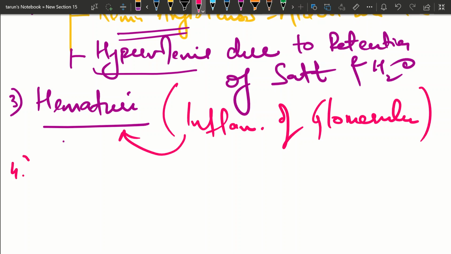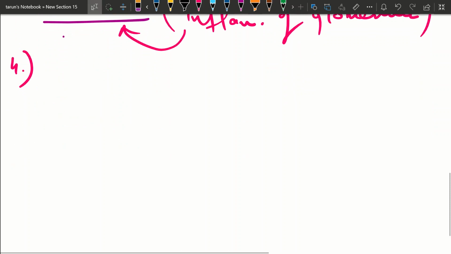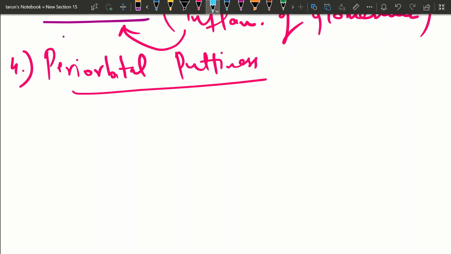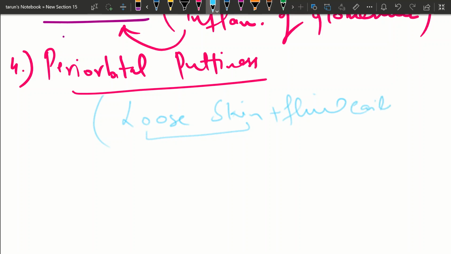And another clinical feature which we see in this patient is the periorbital swelling or periorbital puffiness. So why does the periorbital puffiness occur? The mechanism behind it is that the skin of the eyelid area is very loose. Because of the loose skin tissue in the periorbital area, the fluid easily gets accumulated in the loose tissue. That's why the periorbital puffiness occurs.